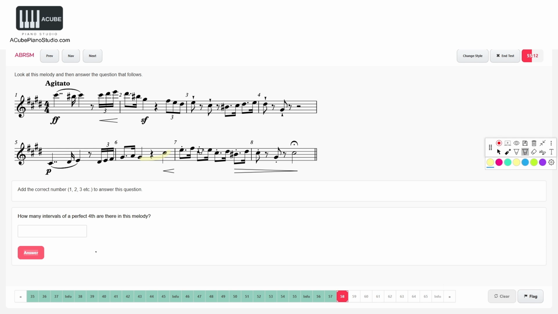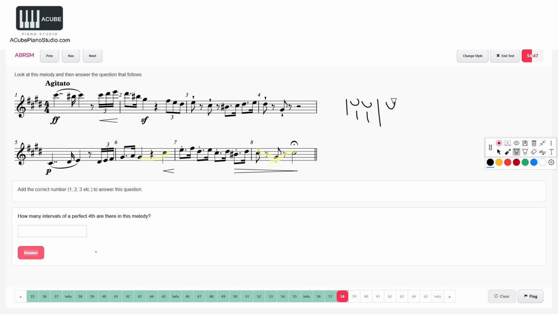C to E is a third. Then second, third, second, third, second, third, third. Second. C to G again is a fourth. G to C again is a fourth. Okay. So there are 3 fourths, and they are all the same note. G sharp to C sharp.